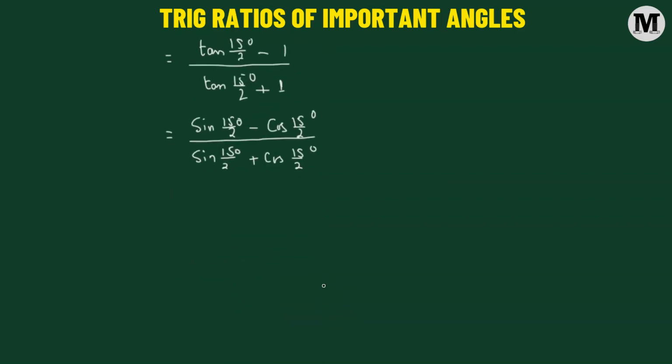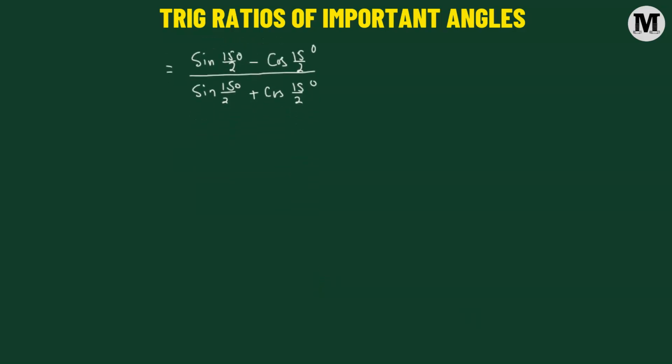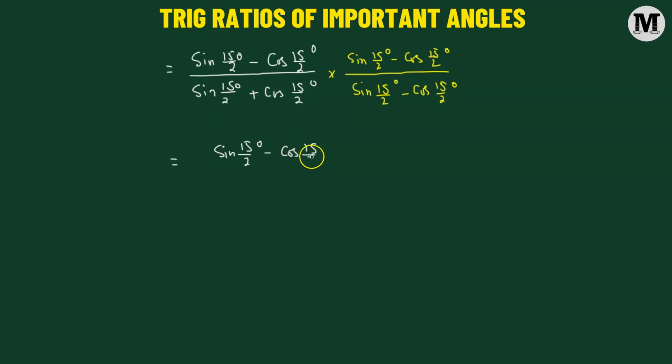Fine. Now we'll do some trigonometric manipulation here. We're going to multiply the numerator and the denominator with the expression sine 15 over 2 degrees minus cosine of 15 over 2 degrees. Similarly, we do that to the denominator as well. Now, in the numerator, we're going to get sine 15 over 2 degrees minus cosine of 15 over 2 degrees, and this will be squared.